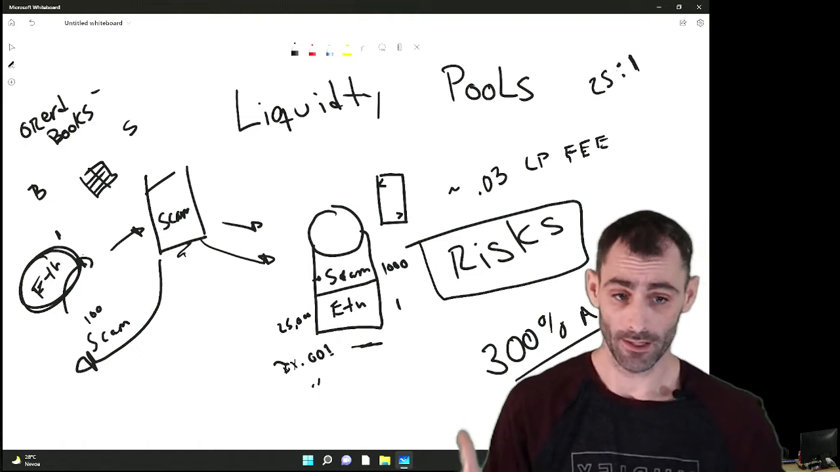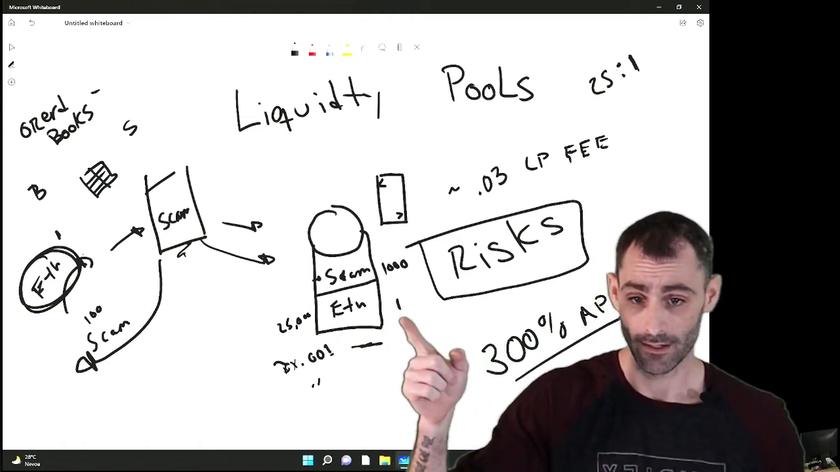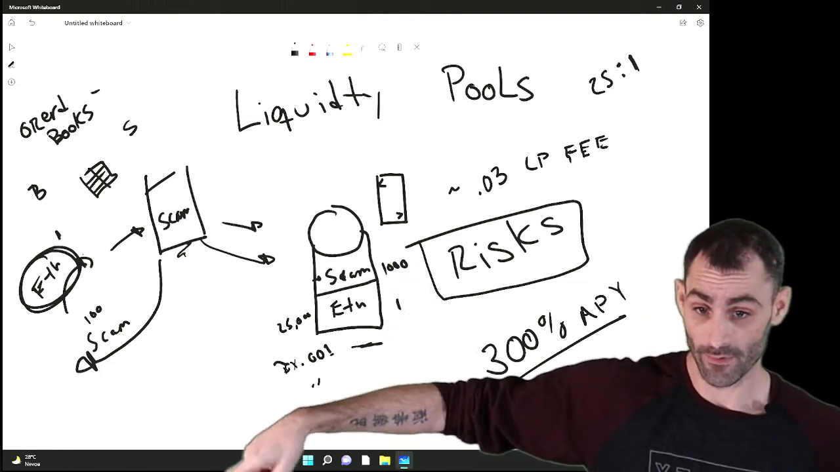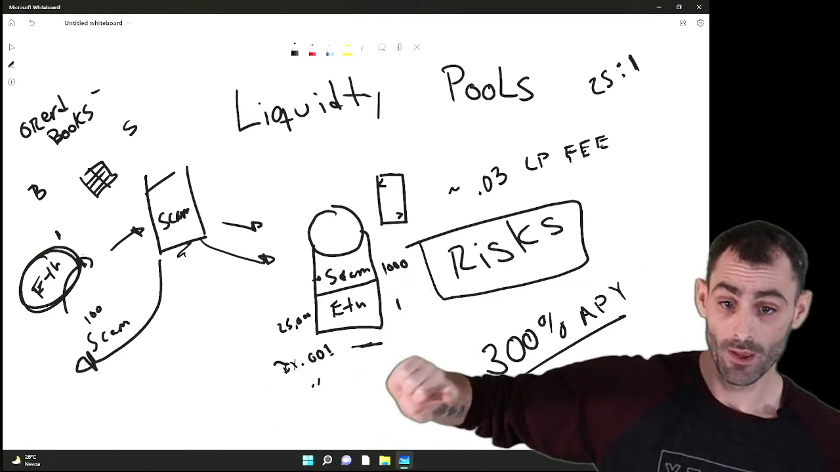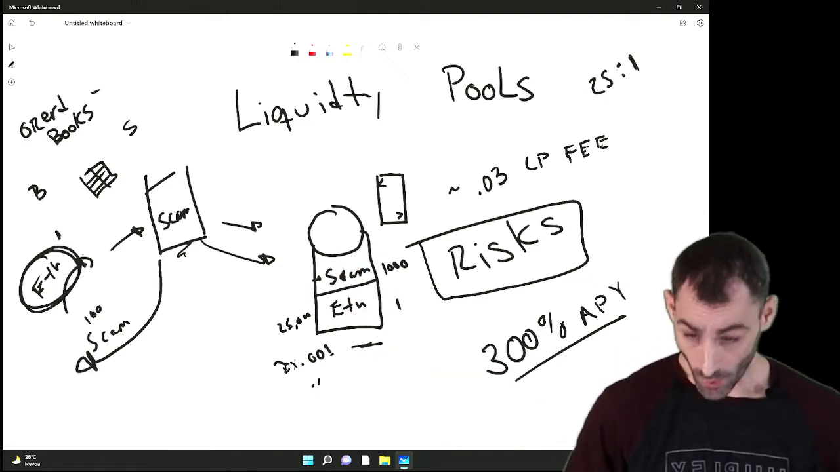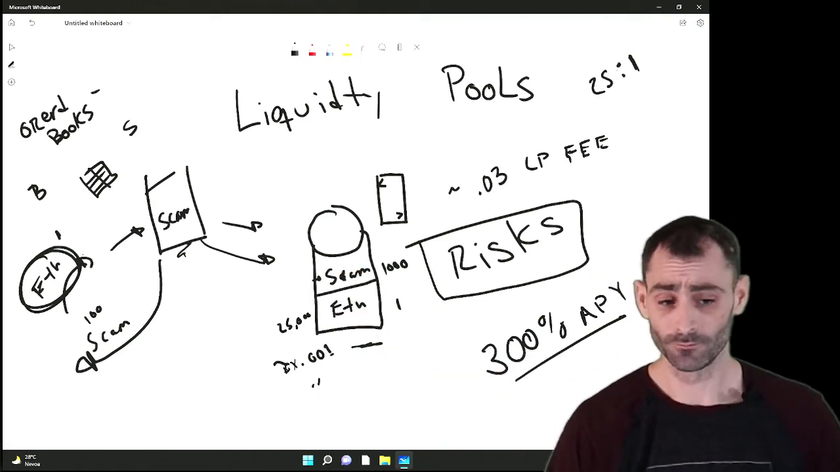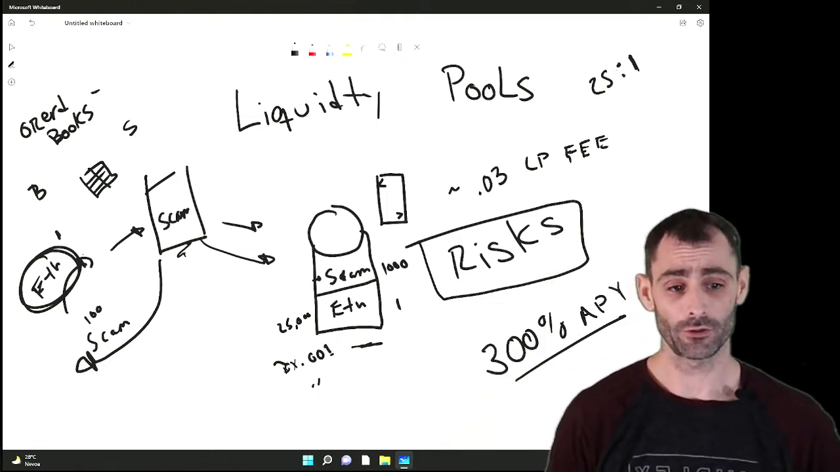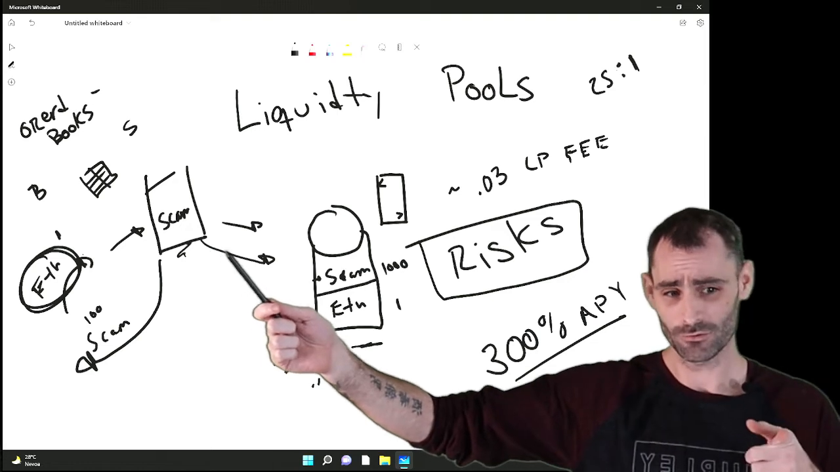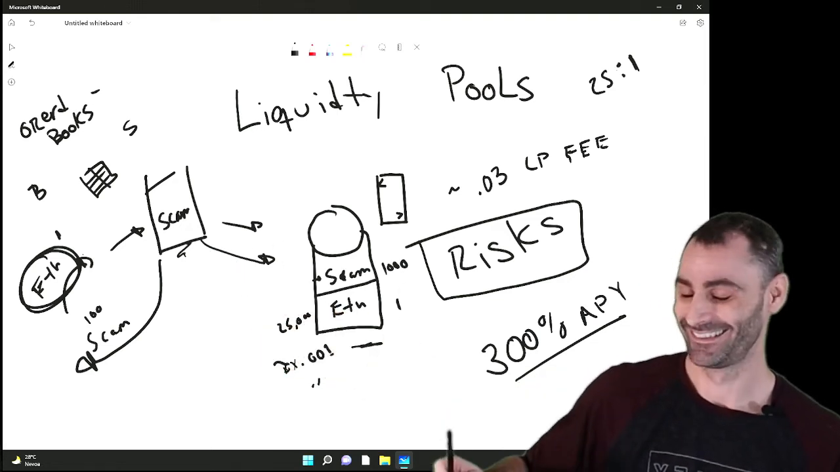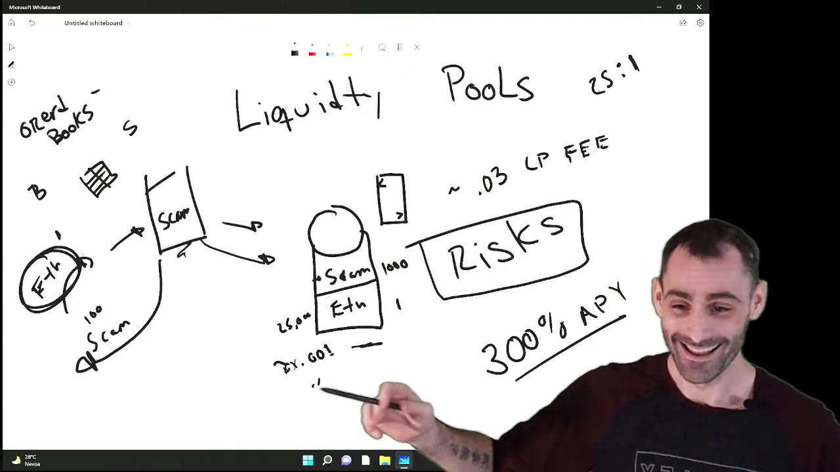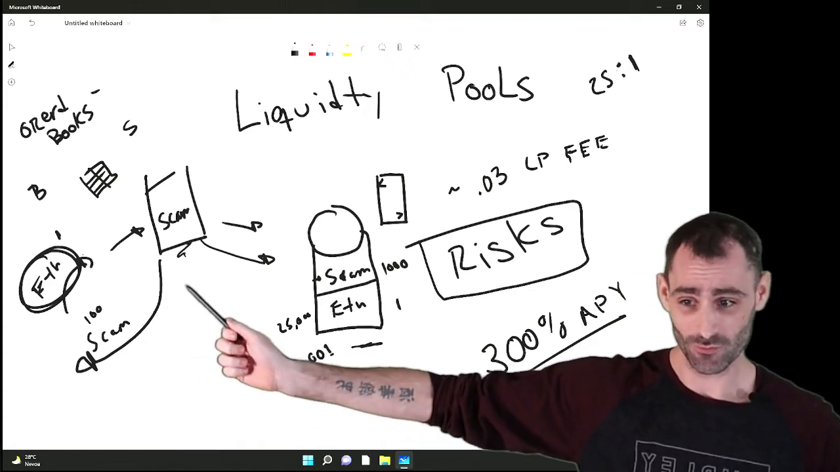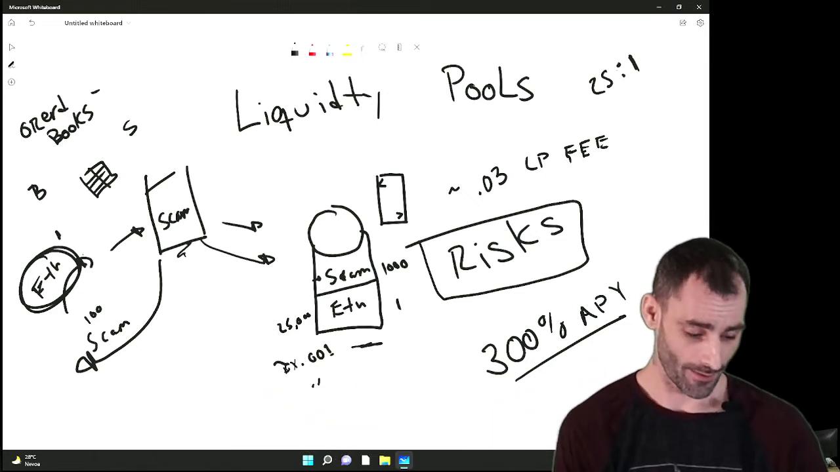Now other people can come to this pool and trade. They can give their Scamcoins and the pool will give them Ethereum, or they can give their Ethereum and the pool will give them Scamcoins. In this scenario right now, there are only 2 people that have Scamcoins: me, the Scamcoin creator. I told you guys I was a scammer. And this investor, who has invested 1 Ethereum and got 100 Scamcoins.